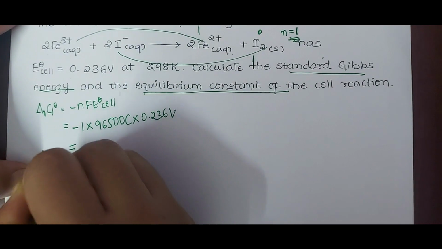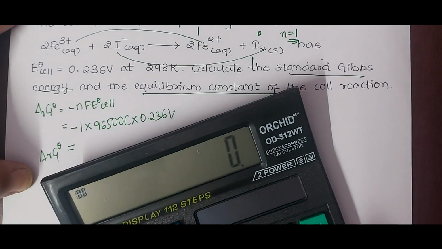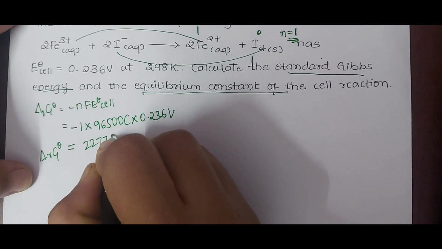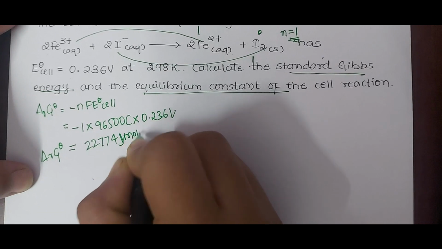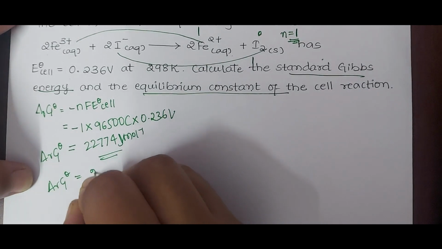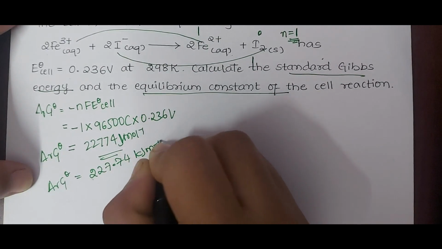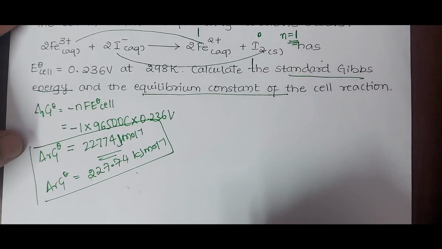So here delta R G naught becomes equal to, when you multiply it, what do we get here? 1 into 96500 into 0.236. So it is equal to 22774 coulomb volt, which is nothing but joule per mole. And in terms of kilojoule, the same we can write it as delta RG naught 227.74 kilojoule per mole. Remember, whenever you write Gibbs free energy, you have to mention both units, joule and kilojoule.